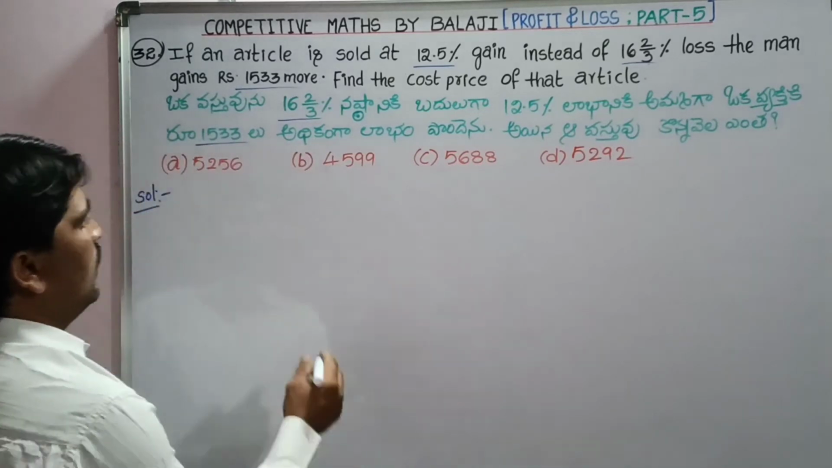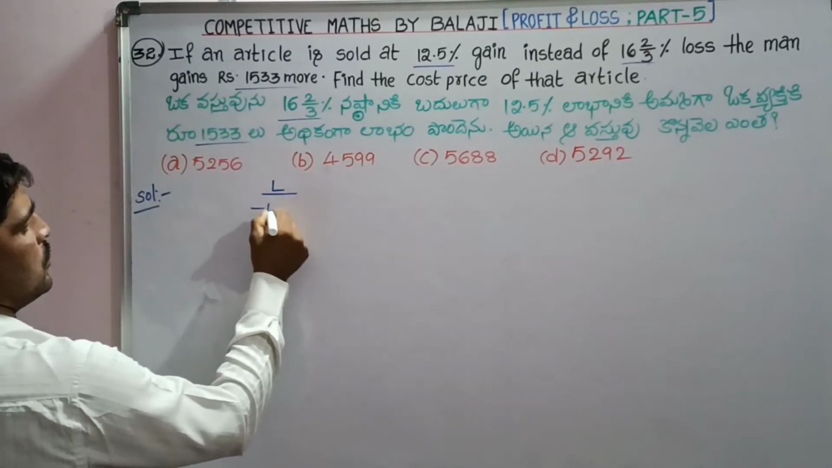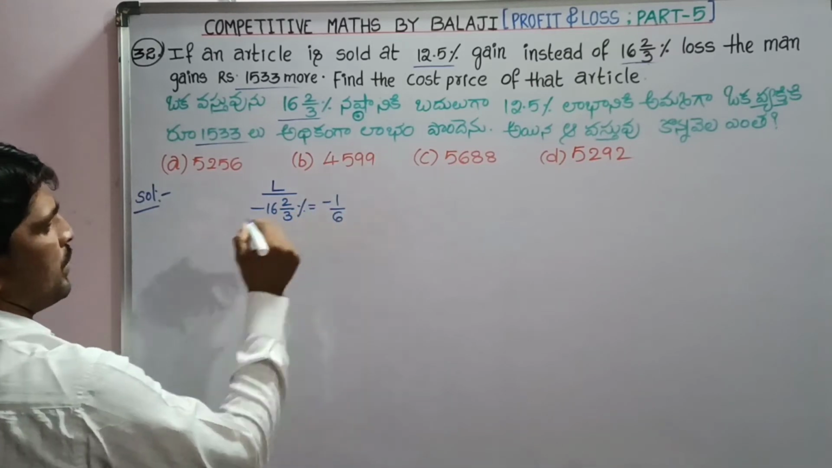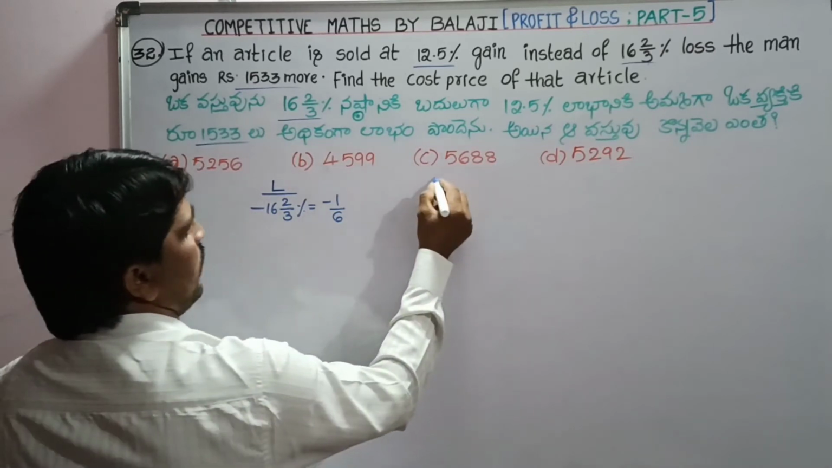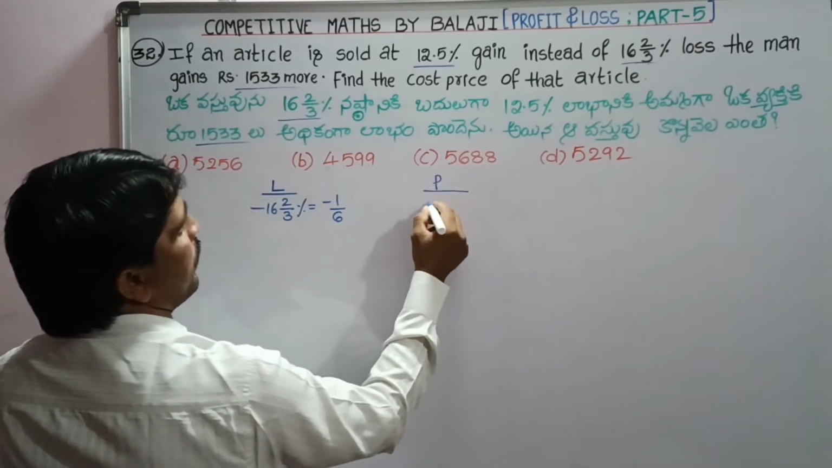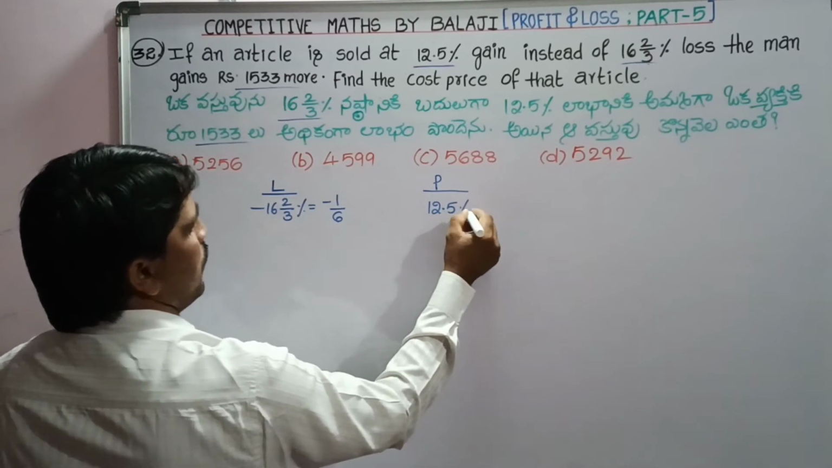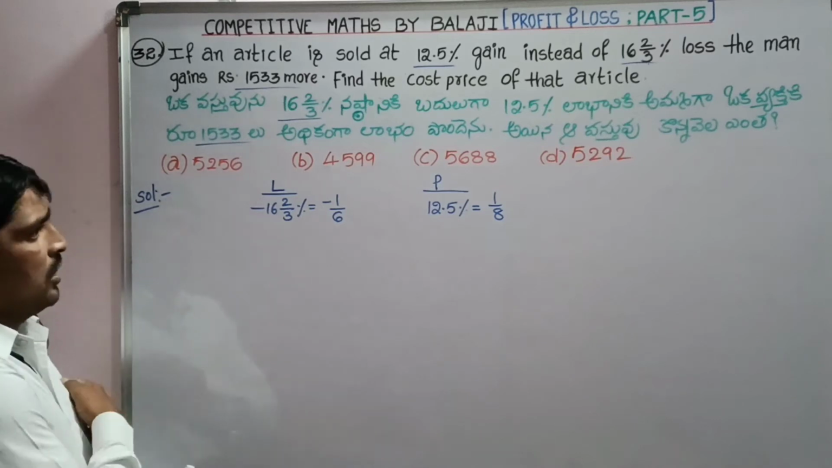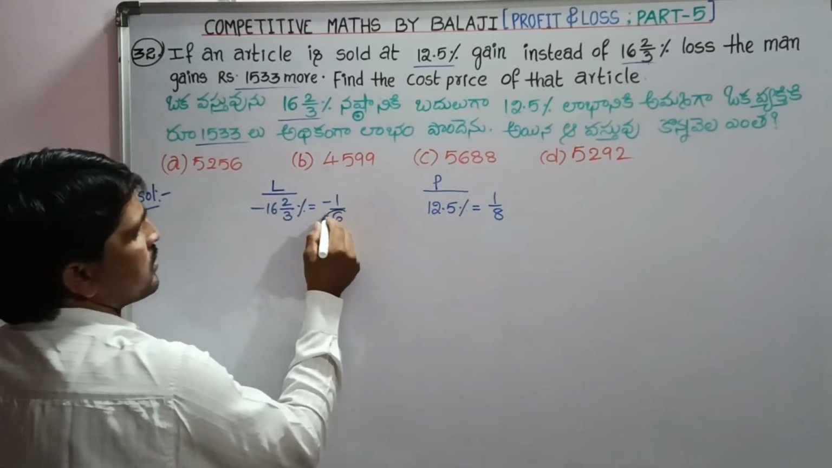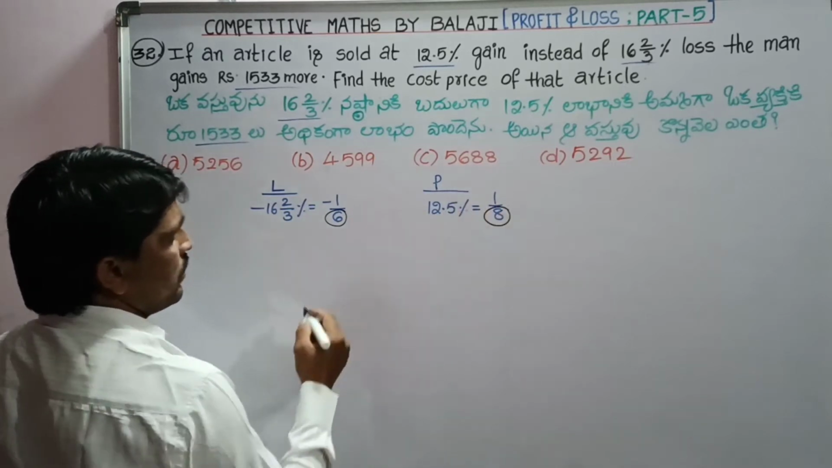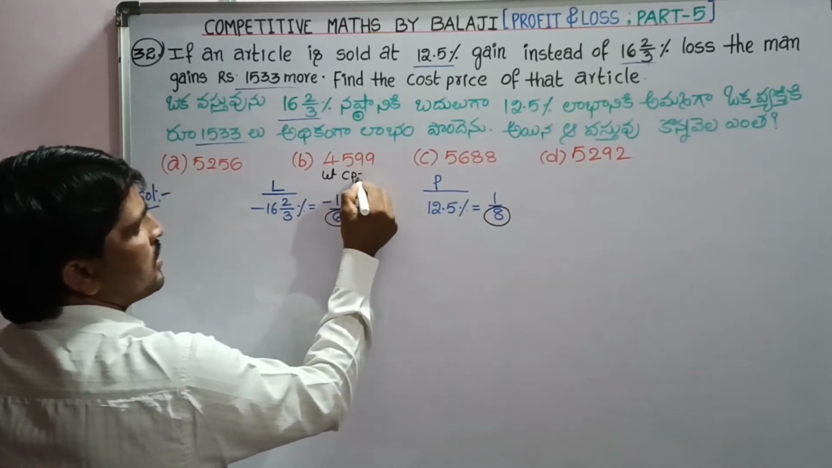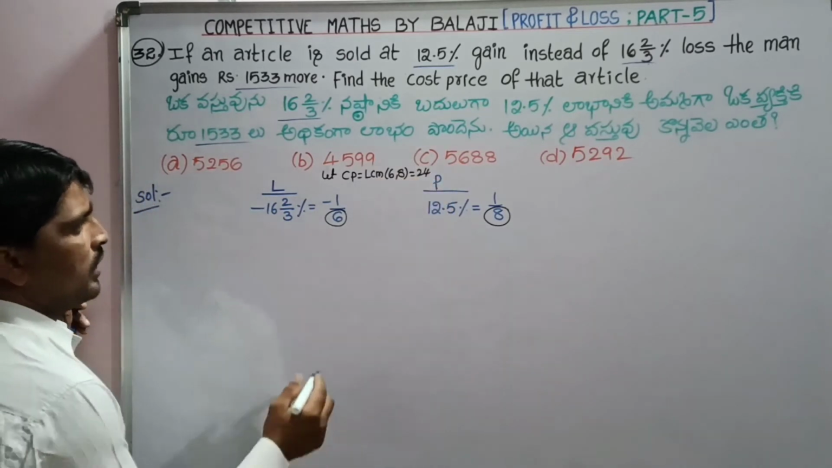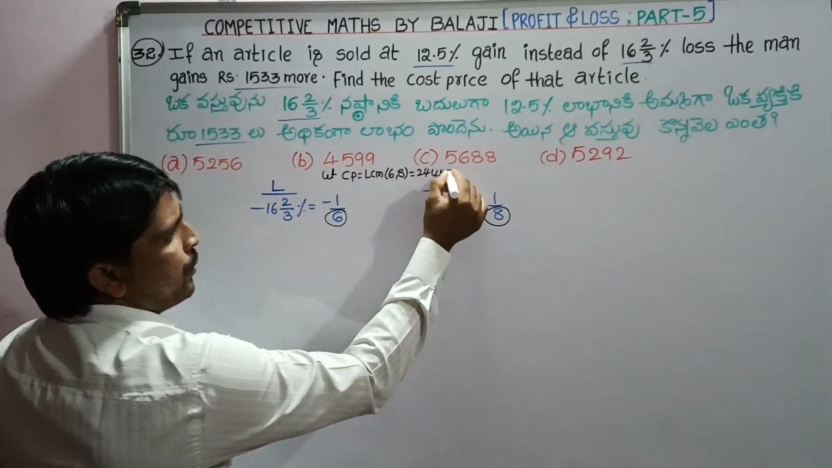Loss is given by 16 whole 2 by 3%. Its fraction value is minus 1 by 6, as it is loss. And gain or profit is 12.5%, whose fraction value is 1 by 8. Since the denominators of these two fractions are 8 and 6, let CP be the LCM of 6 comma 8, which is equal to 24 units.